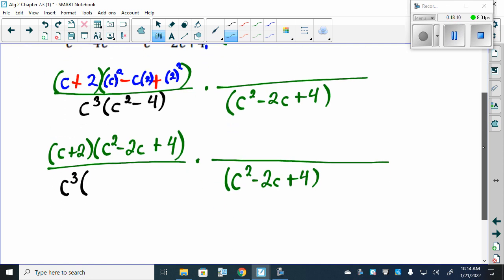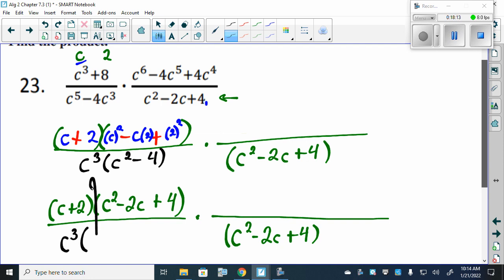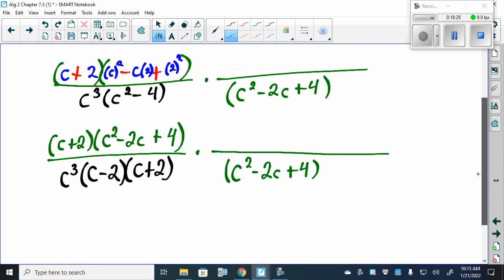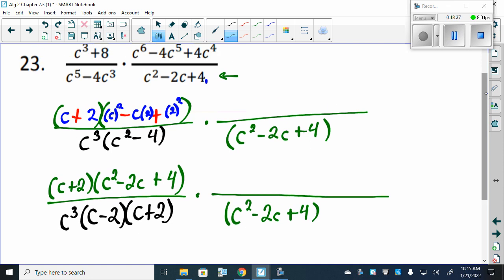So c squared minus 4 would be c minus 2 times c plus 2, because c squared minus 4 is the difference of perfect squares. So we kind of had to do that one in 2 steps. We had to factor out the greatest common factor and then factor c squared minus 4, what we had left.